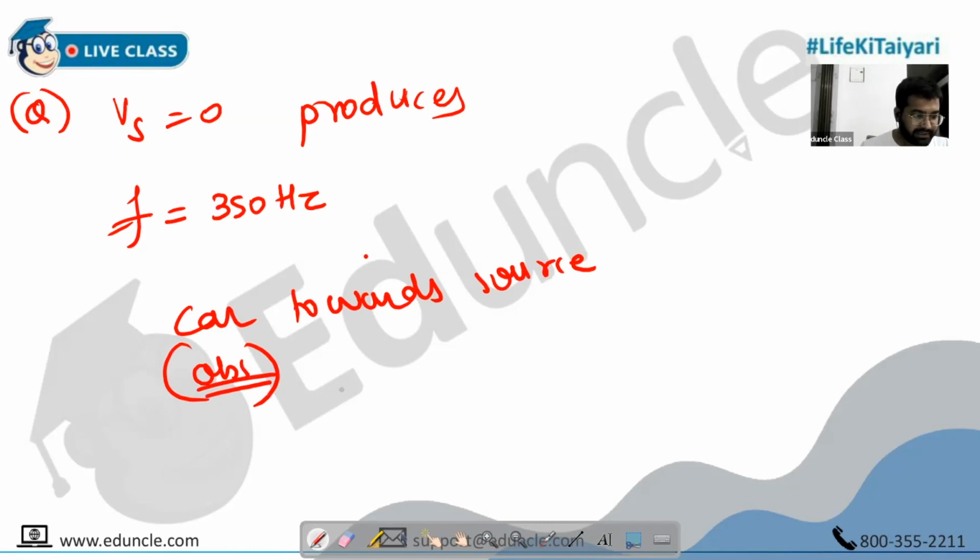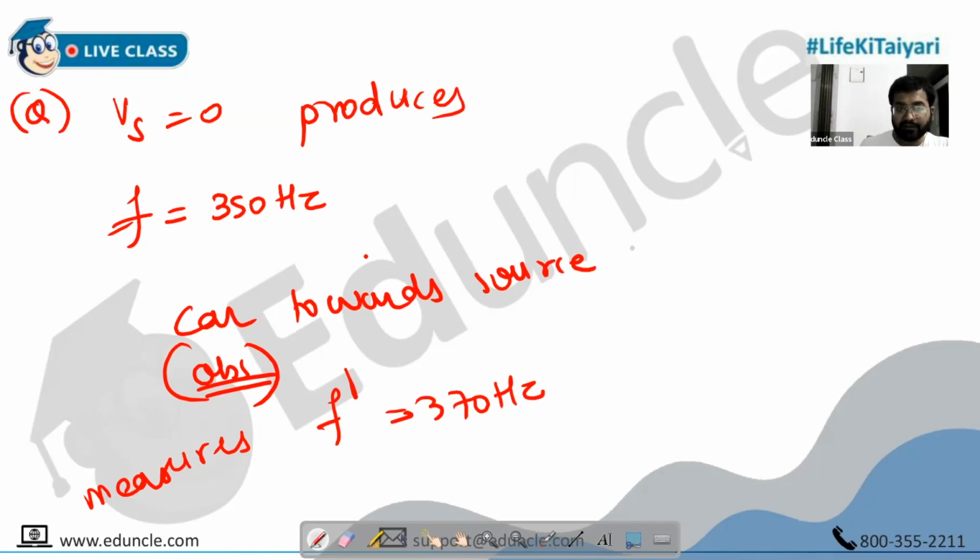They have given us measured frequency, apparent F dash, which is 370 Hertz. Find the speed of the car. That is the first part of the question. People, speed of car means what? Speed of observer. That's the speed of car. Observer is inside the car.